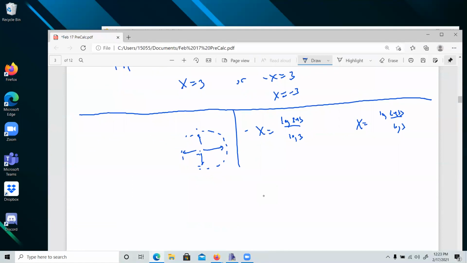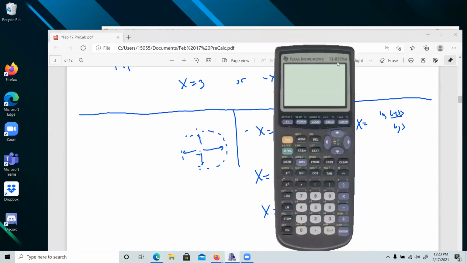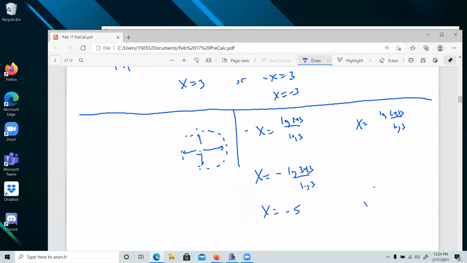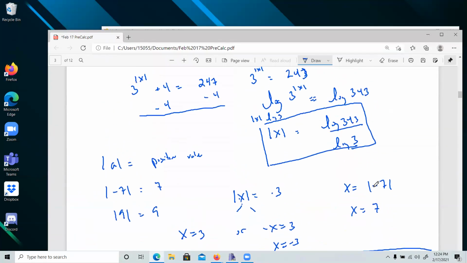Okay, so x equals negative log 243 over log 3. I know this answer is 5, by the way. You can type this in the calculator: log 243 divided by log of 3. Because I know 3 to the 5th is 243. We had to look that up, I think, a couple of days ago, and I just happened to remember it. So, same process, x equals positive 5. Okay, that's our answers here.